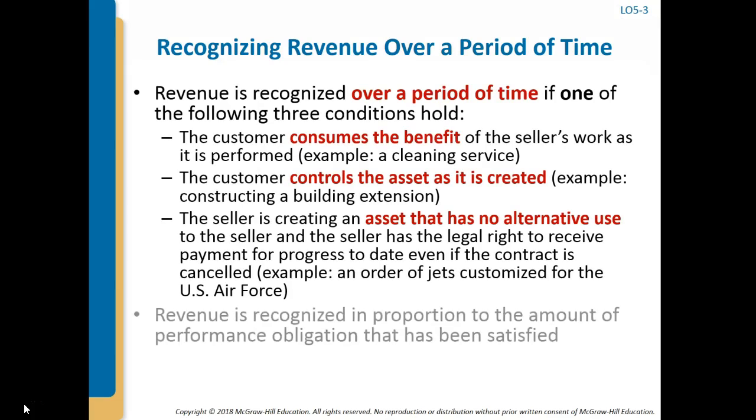Companies recognize revenue over time if either, number 1, the customer consumes the benefit of the seller's work as it is performed, such as when a company provides cleaning services to a customer for a period of time. Number 2, the customer controls the asset as it is created, such as when a contractor builds an extension onto a customer's existing building. Or, number 3, the seller is creating an asset that has no alternative use to the seller, and the seller has the legal right to receive payment for progress to date, which would be when a company manufactures fighter jets for the Air Force.